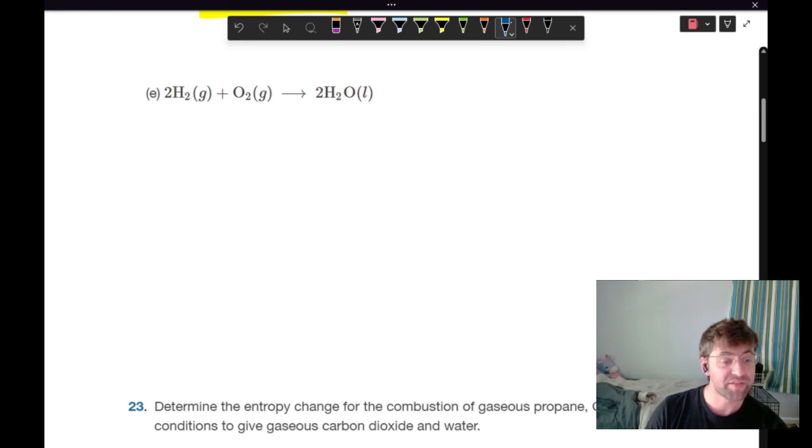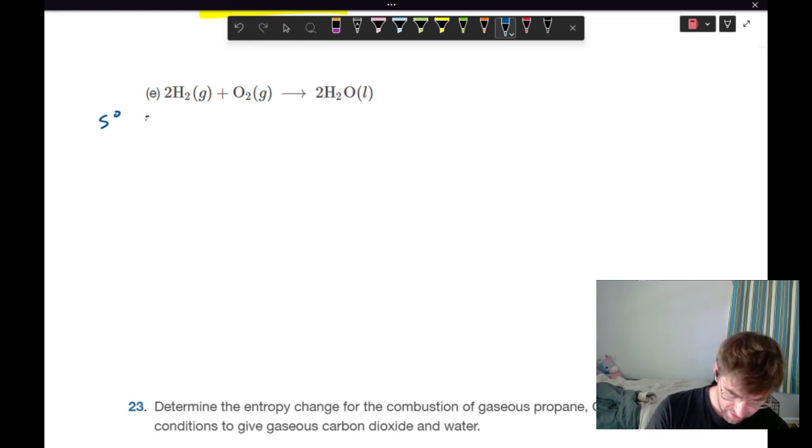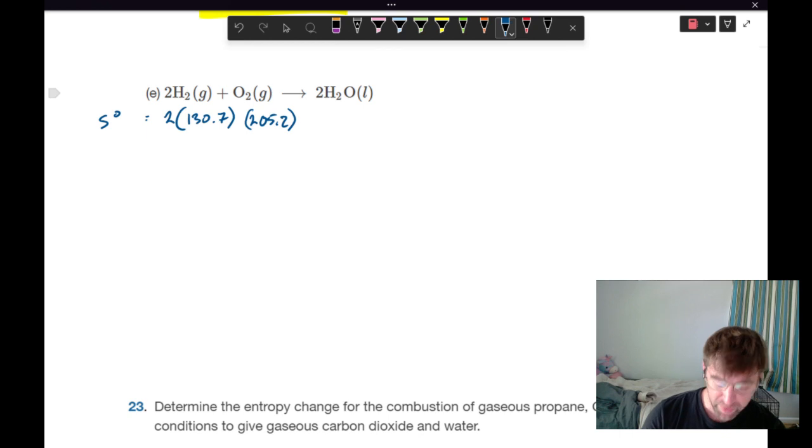Same story for the next one, but now we have some stoichiometric coefficients to worry about. So we have our standard entropy of dihydrogen gas. We've got our coefficient of 2 times 130.7, that's joules per mole Kelvin. And for diatomic oxygen, we have 1 mole of it, and it's 205.2. And then we have our liquid water as our product, and we have 2 moles, and that is 70. So same deal.